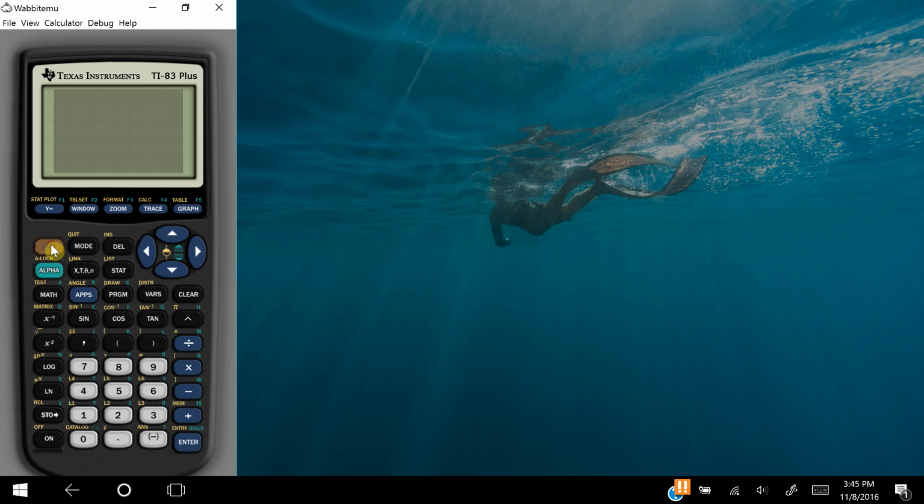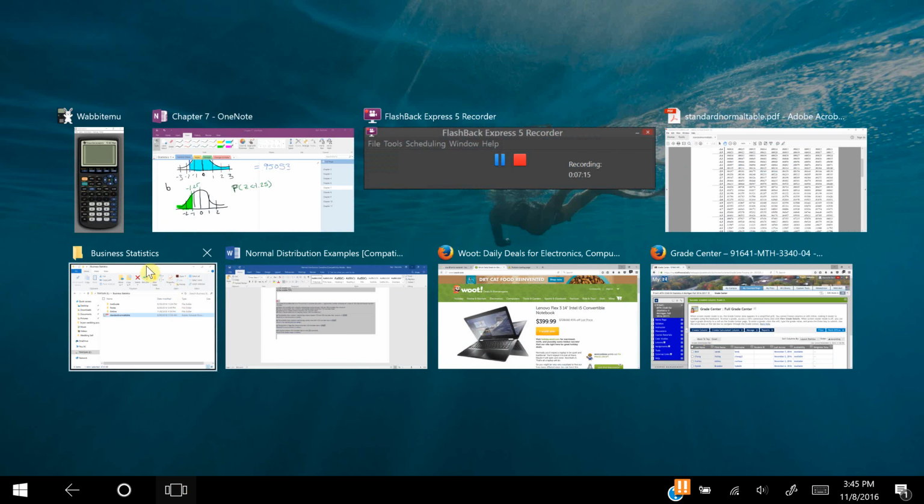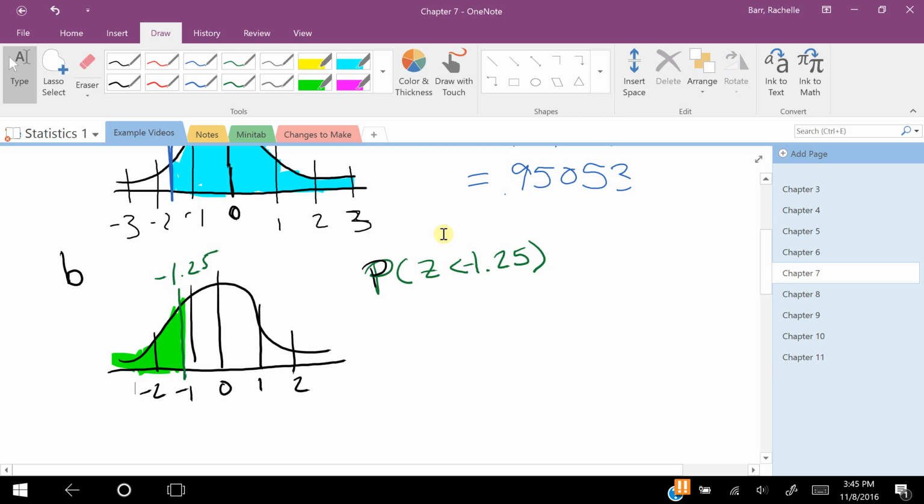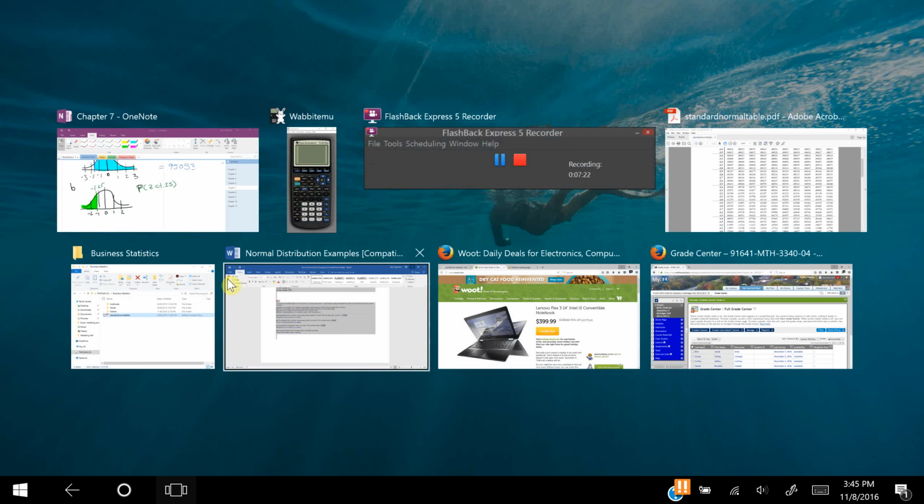Let me try turning up the contrast to see if that makes a difference. It does nothing. Okay, guess I'm not doing it that way. All right, well, let's look this up on the table. Negative 1.25. Where's my table at?